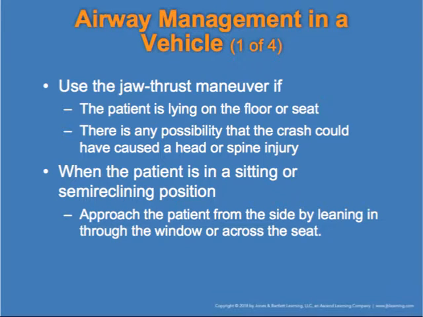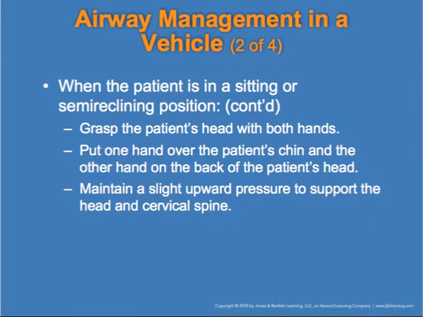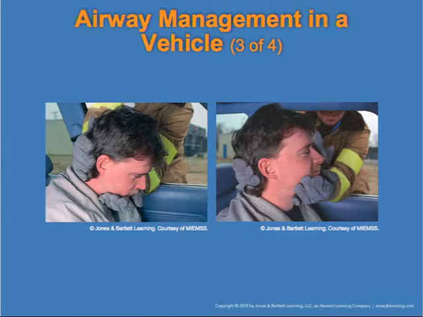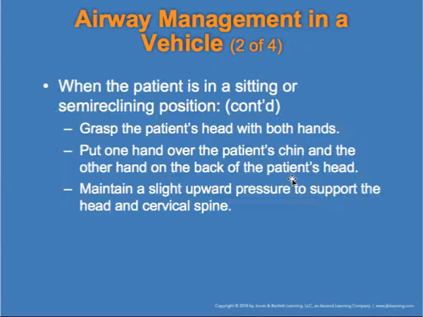When the patient's sitting in a semi-reclining position, approach them from the side and lean in through the window or across the seat. Grasp the patient's head with both hands. Put one hand over the patient's chin and the other over the back of the patient's head. Maintain slight upward pressure and support the head and cervical spine. This is an example of what that upward pressure would look like, maintaining that neutral inline position where the patient's head and neck are all lined up, but still opening up the airway so the patient has a better chance of being able to breathe on their own.